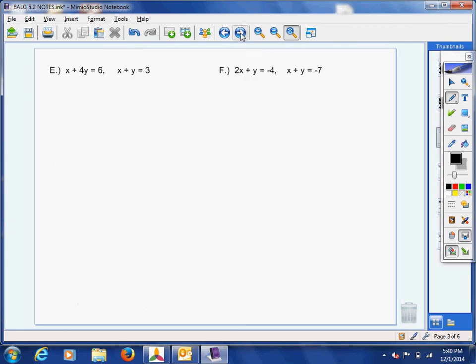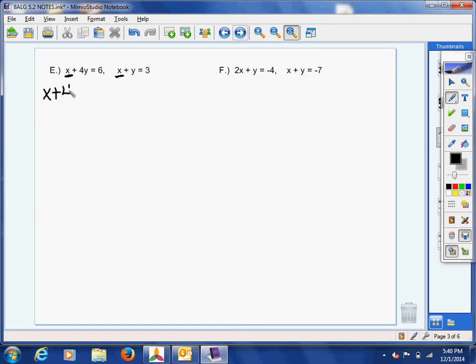More of the same. You just need to make a decision in letter E, which variable makes more sense to solve for. What I look for as a math student is the variable that does not have a coefficient in front of it. Notice that in this one, x doesn't have a coefficient other than 1. That's okay. And there's also a 1 in front of the x in the other one. So what that tells me is that the best idea is probably to solve for x in each.